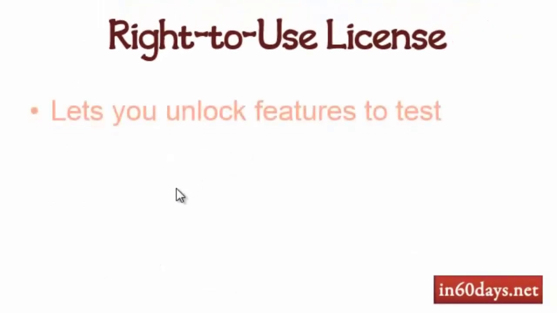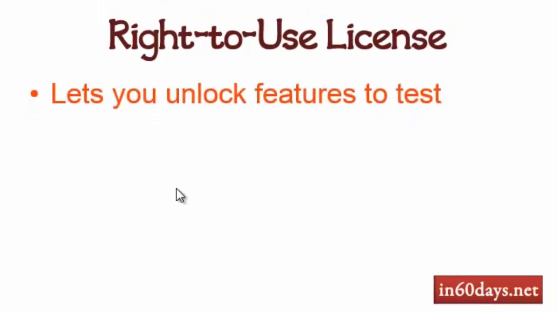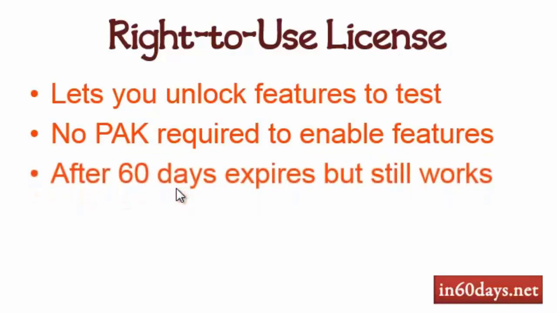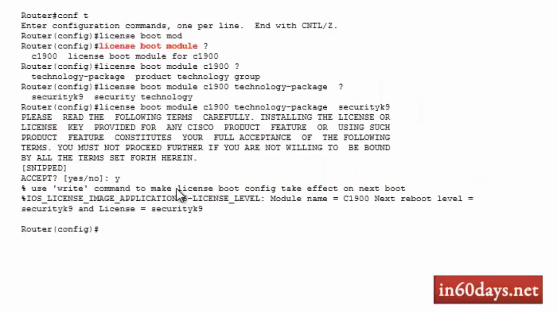There's a right to use license. This actually lets you unlock features to test. What Cisco didn't want to do is upset customers by locking things, and they also wanted customers to be able to test various features on their network without having to first buy the license. You don't need a PAK to enable the features, and strangely enough, after 60 days the license expires, but it will still work.